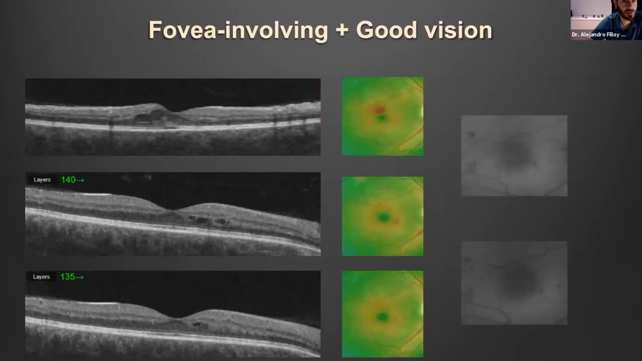One more case, more or less the same history. Perfect or almost perfect vision, asymptomatic patient. You find this on the OCT. Subthreshold allows you to clear it.